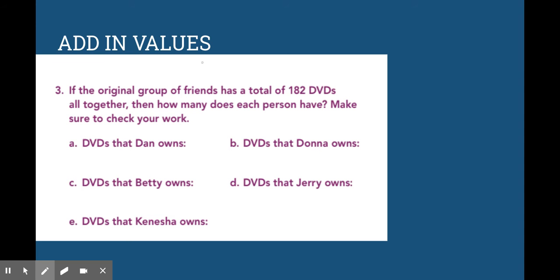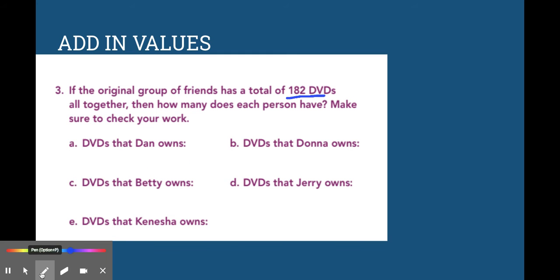All right. So here we're saying that the total group of friends, the whole group of friends, has a total of 182 DVDs. We want to know how many each person has. Now we don't know how many each person has. We only have an expression of what each person has. But now that we have a value for all of them, we can use a method to figure out how many each person has.